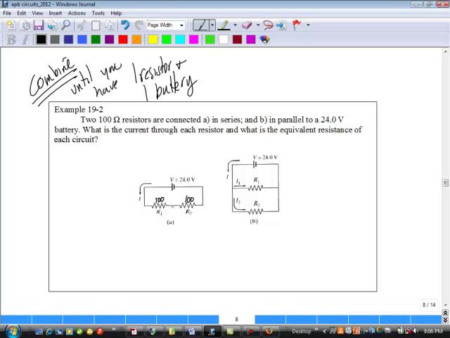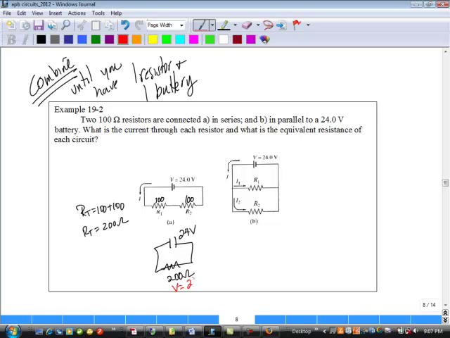I have a 100 ohm resistor and a 100 ohm resistor. My R total is going to be 100 plus 100. Guess what that is? Don't even have to get the calculator on that one. It's 200. So now I have a 200 ohm resistor. It's connected to a 24 volt battery. Now, if you have trouble keeping track of this path, change your colors.